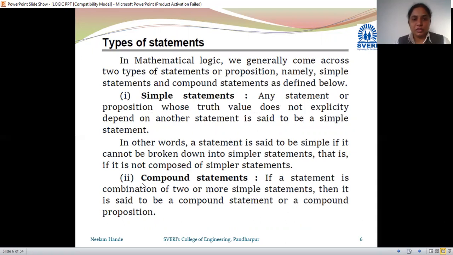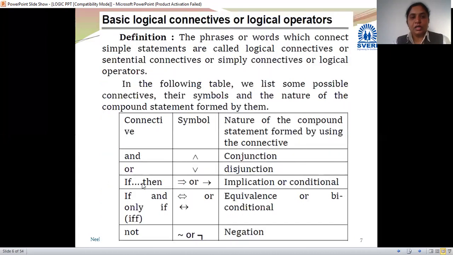Then the types of statements: simple statement and compound statement. What is a simple statement? Any statement or proposition whose truth value does not depend on another statement is called simple. And a compound statement is the combination of two or more simple statements. This is very important.